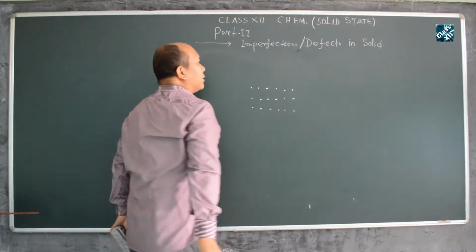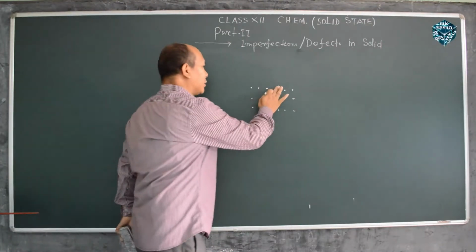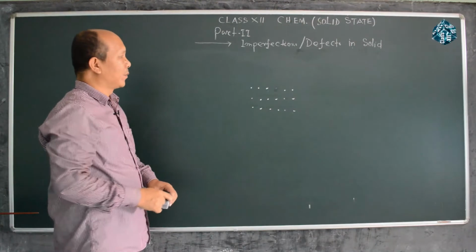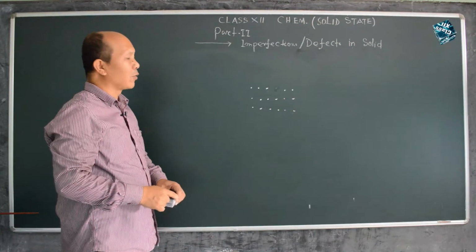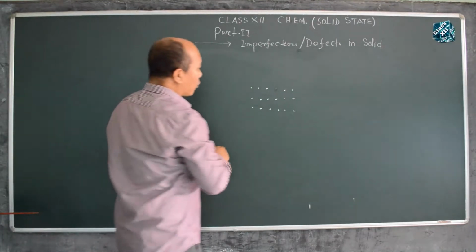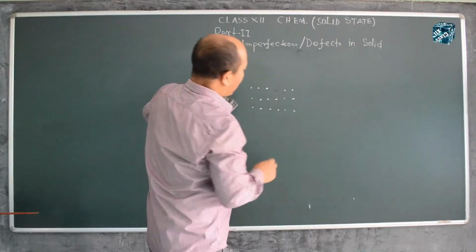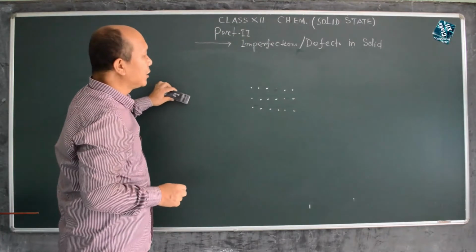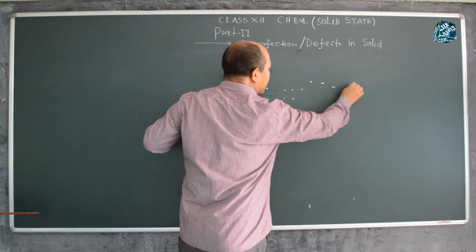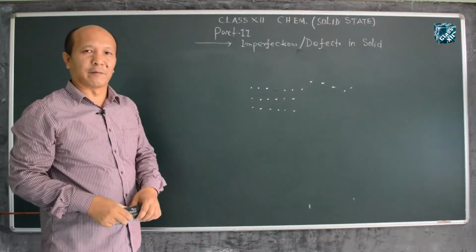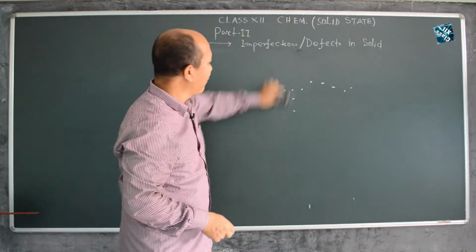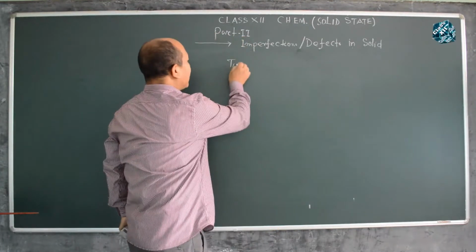Defects occur around particular points or atoms; that type of defect is simply called a point defect. When an entire row of lattice points has the defect, that is called a line defect. That means imperfections or defects are of two types: first, point defect, then line defect.